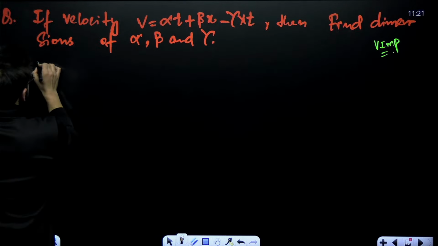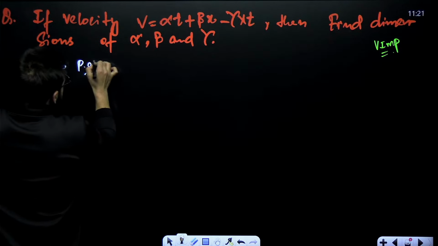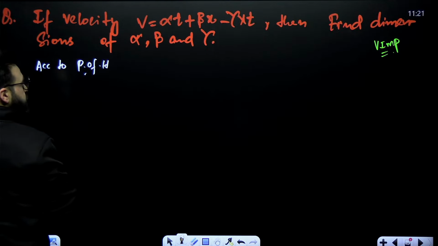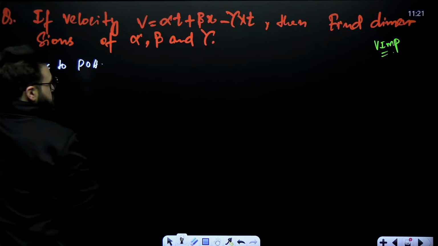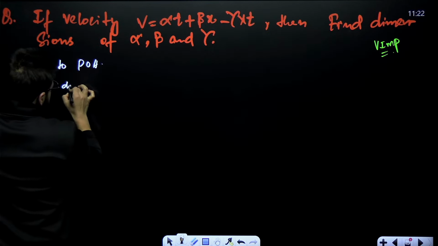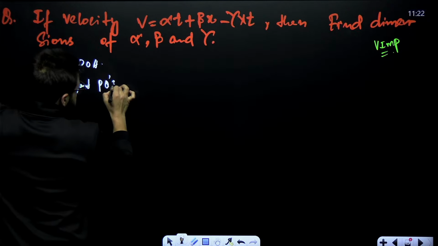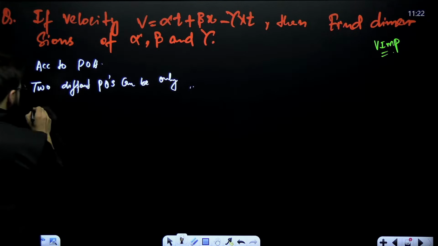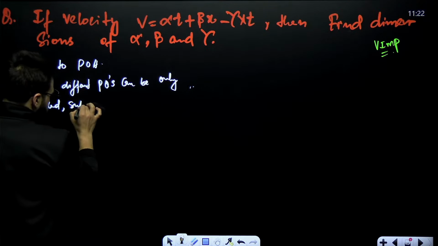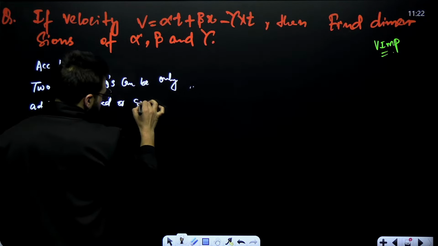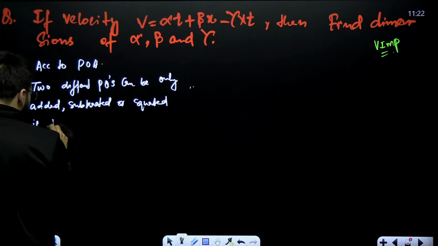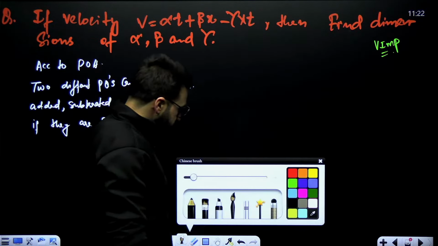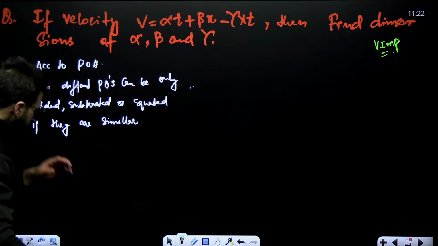So my dear friends, I can say, according to the principle of homogeneity, POH, two different physical quantities can be only added, subtracted, or equated if they are similar, if they have the same unit dimensions.